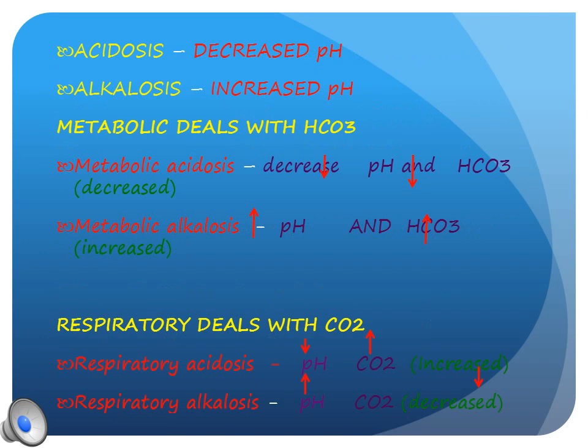Now coming to the respiratory part, which always deals with carbon dioxide. So what is respiratory acidosis? Again, acidosis means there's a decrease in pH, and acidosis means the acid part is increased. That means CO2 is increased. And coming to respiratory alkalosis, we know it's an alkalosis, so pH is increased. So what happens to CO2? CO2 is decreased because CO2 is the acid part, so that will be decreased.